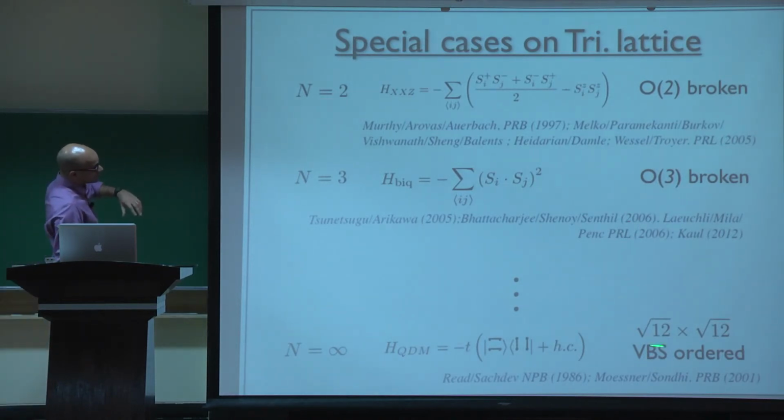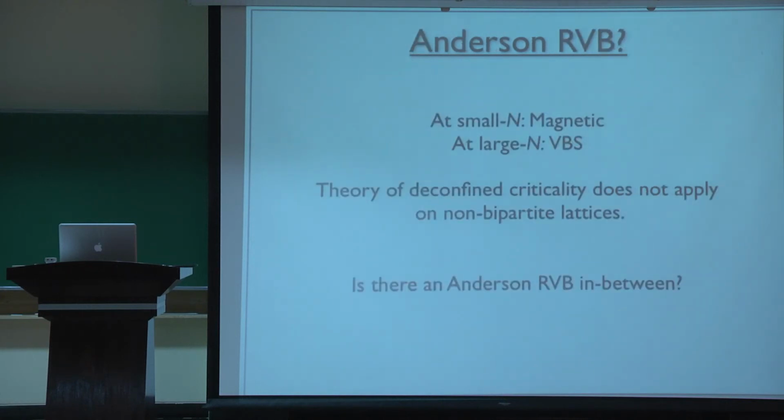Now the interesting thing is it has a very complicated VBS order, and at small n we see that we have this kind of nematic order. And now there's an interesting question of what the phase transition between these two is, between the nematic and the VBS order, and they're not believed to be described by deconfined criticality. And one could hope maybe that this is a situation where finally the Anderson RVB is not just a single point, but becomes a phase.